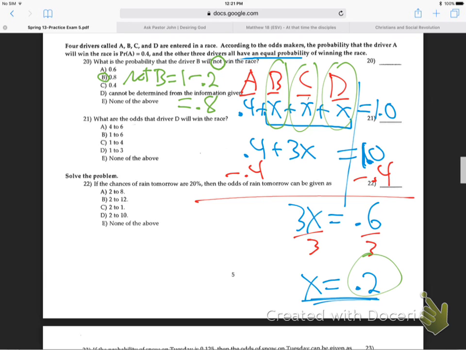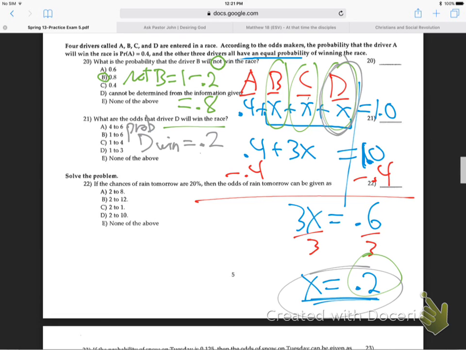Okay, 21. What are the odds that D will win? Odds. So at least they're not saying "not" this time. They're just saying D's going to win. So first off, the chance for D to win is 0.2, right? Because D's just another one of those X's, and all the X's are 0.2. So the probability that D's going to win is 0.2.